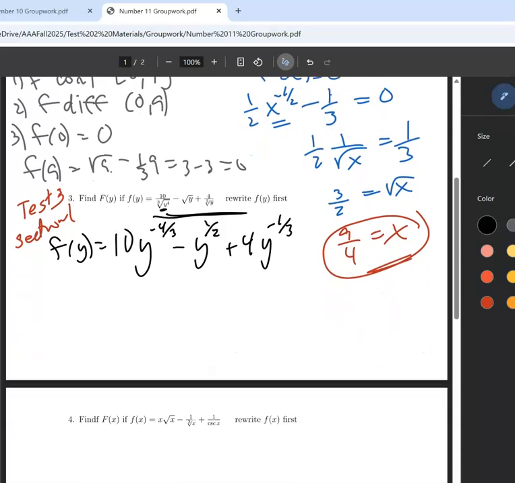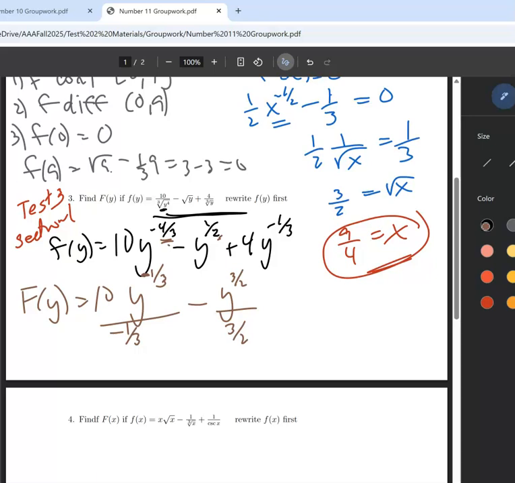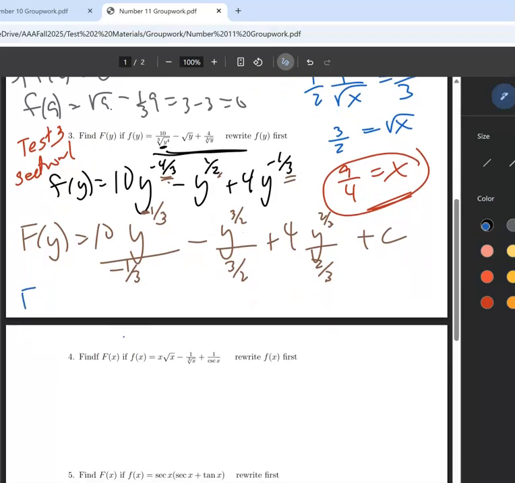So now to take the antiderivative, I add 1 to the exponent. So I carry the 10 along. I add 1 to that, so that would give me a negative 1/3. And I put it over a negative 1/3. Minus, add 1, 3/2 over 3/2. Plus, carry the 4, add 1, 2/3 over 2/3. And then plus c, because there's always a c at the end.